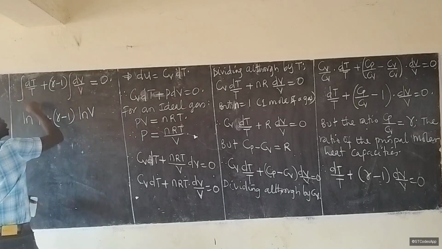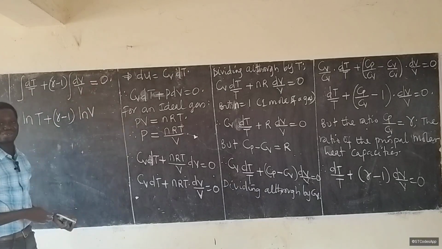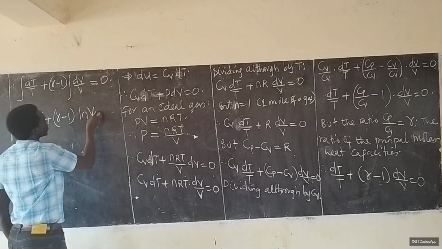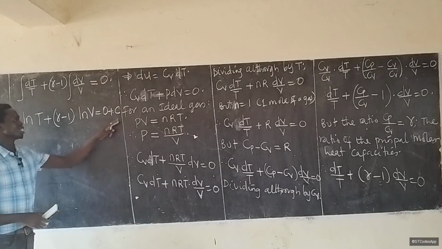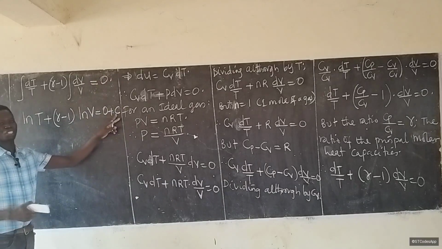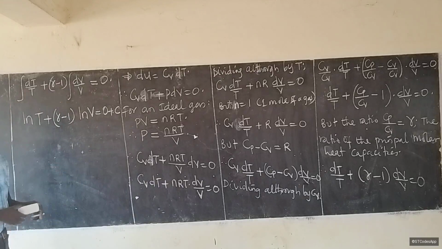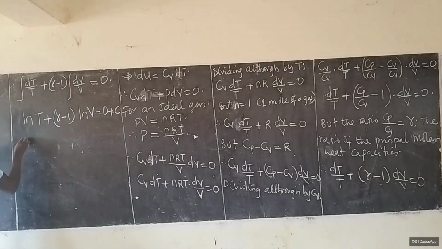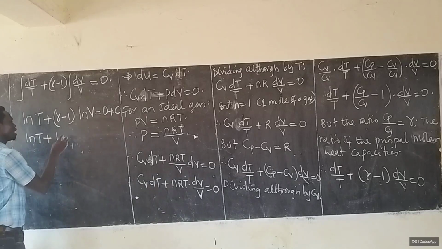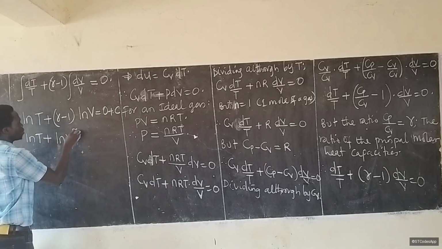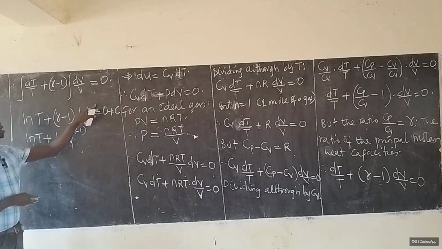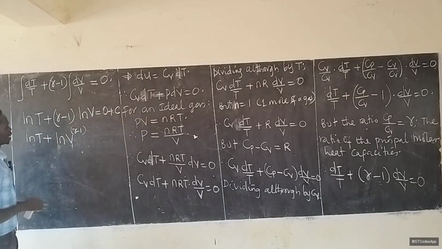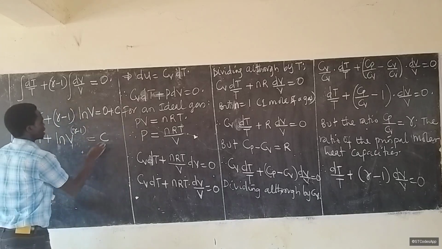Because we don't have the limits being applied, when I integrate the zero I'll get 0 plus c. And this c is an arbitrary constant of integration because we don't have the limits of this integral. So I will have ln of T plus gamma minus 1 times ln of V equal to c. From the laws of logarithms, this gamma minus 1 can come in here.